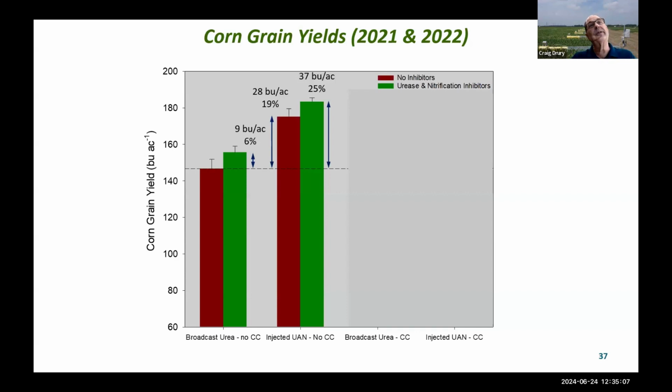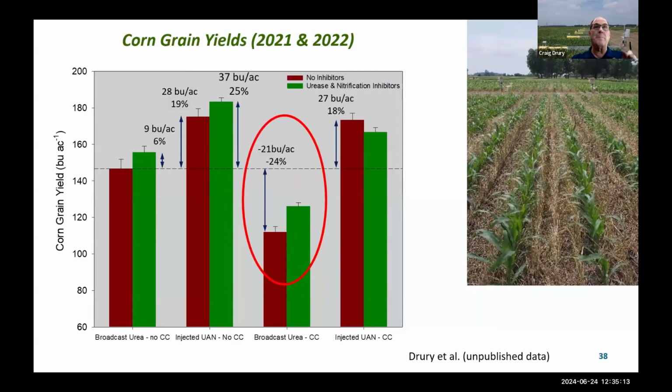The reason why I've split this graph is to focus in on this: the first set of bars have no cover crop, and the next set of bars have cover crop. So with cover crop along with broadcasting urea, we had a yield penalty. What is happening here is that as the cover crop decomposes, we're putting the nitrogen right on the surface, and that nitrogen is being used by the microbes to decompose the cover crop.